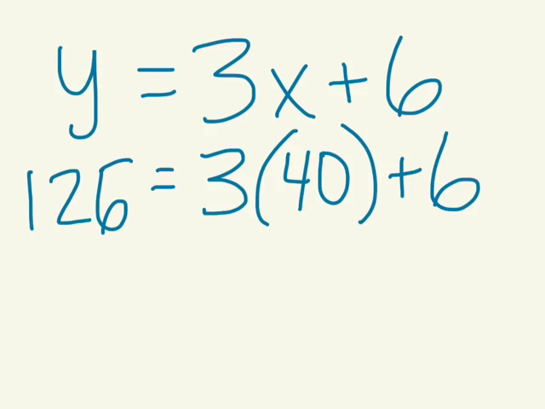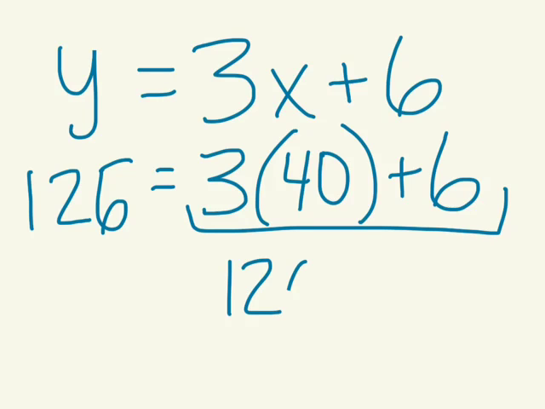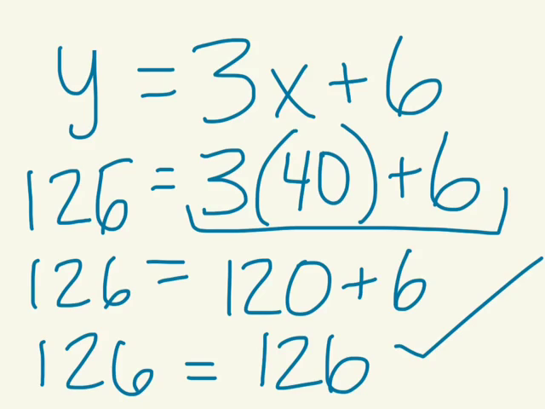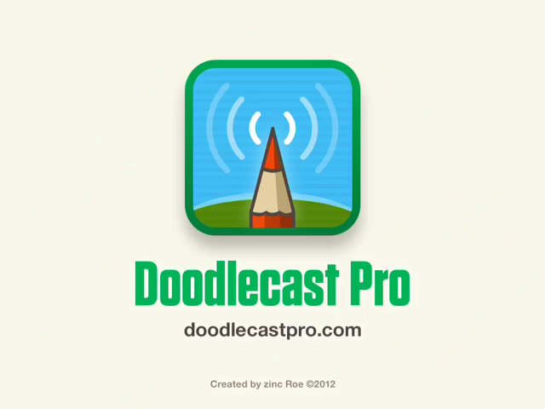So now we check our work and make sure it makes sense. Is 126 equal to this part? Let's see. 3 times 40 is 120, plus 6, 126. 126 does equal 126, so that is correct. We substituted the values, we found the missing value y, and our equation makes sense. That is substitution.